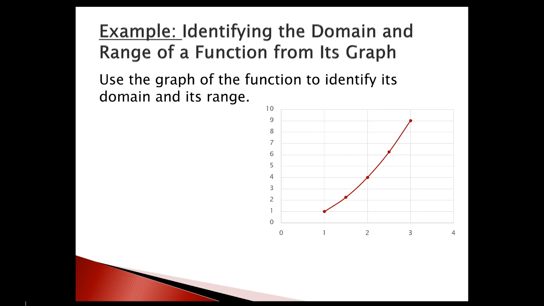Now we are going to define the domain and range of this graph. We know that to define the domain, we take all inputs of the x-axis. If we take the graph, we can see inputs are 1 to 3. So the domain is 1 to 3. And to define the range, we take all outputs of the y-axis. We can see the y values are 1 to 9. So in this case, the range is 1 to 9.